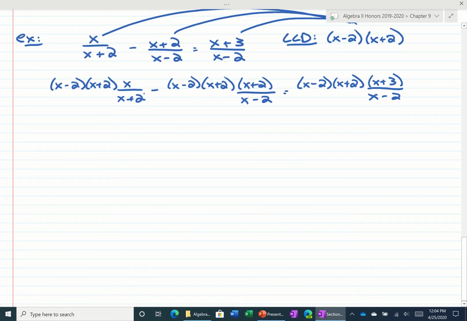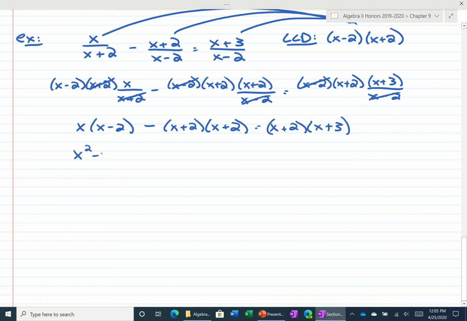And let's see what happens. So the x plus 2's here cancel. We get x times x minus 2. Minus, these cancel, so x plus 2 times x plus 2 is equal to, these cancel, x plus 2 times x plus 3. Now we're going to have to distribute. We'll deal with this minus in a minute. Let's go ahead and distribute this here. We'll distribute this. And now we have to distribute the negative, combine our like terms, and see what we're dealing with.